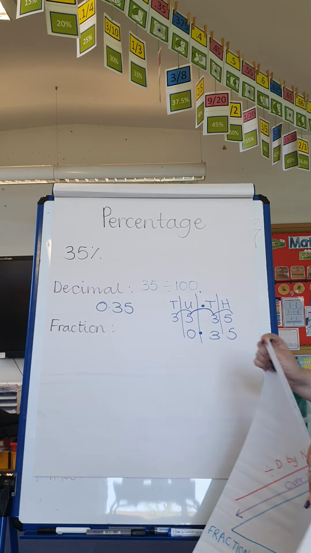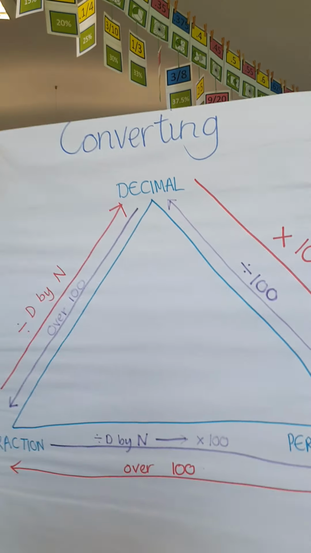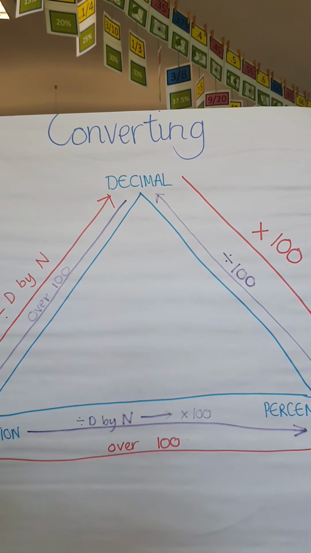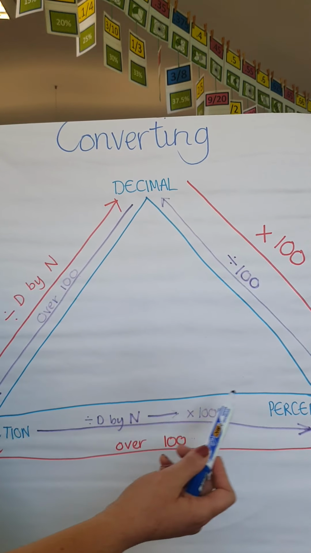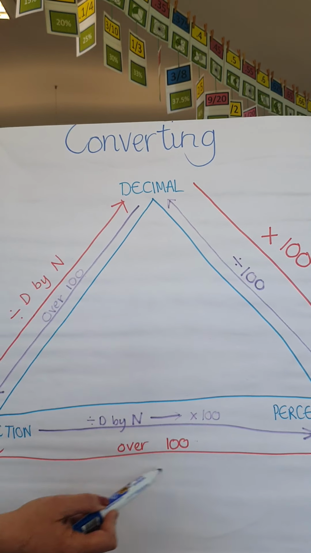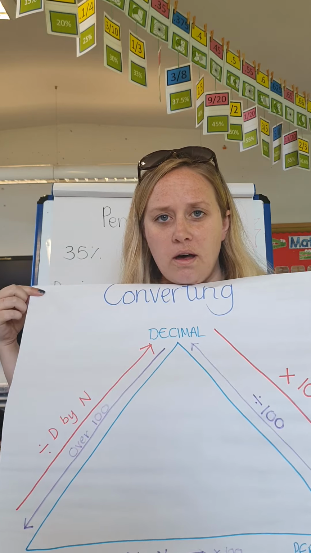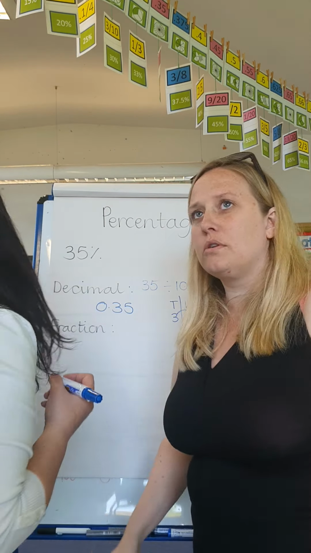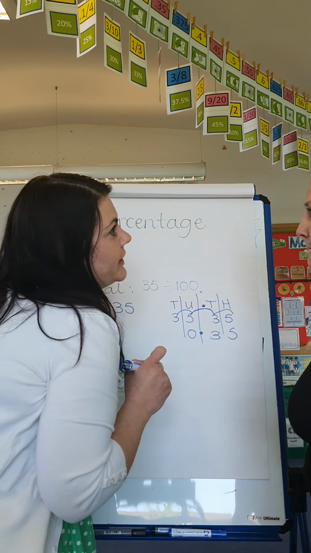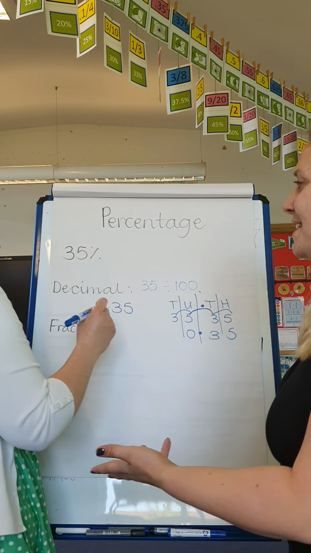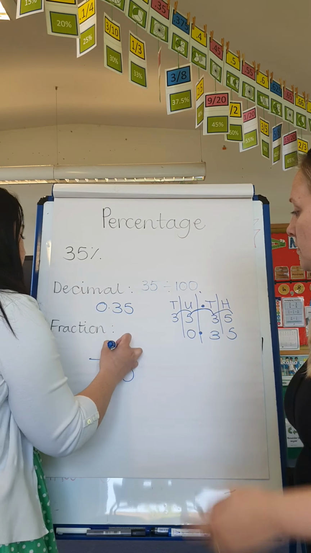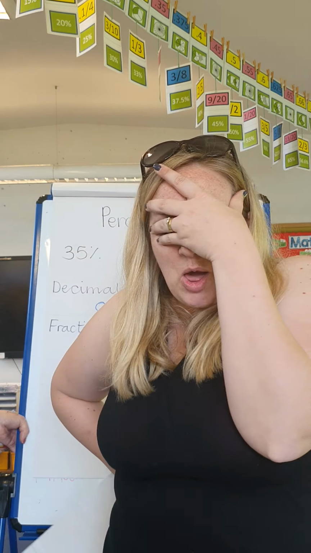All right, but what about as a fraction? Percentage as a fraction. So, obviously, I've got to do it over 100. Why? Because percent means per 100. So I'm going to do 35 over 100.